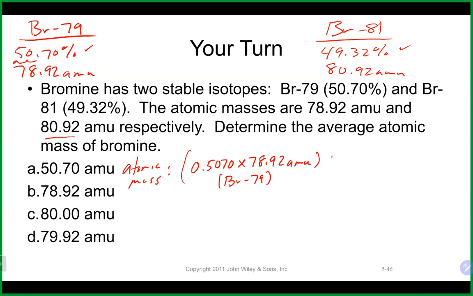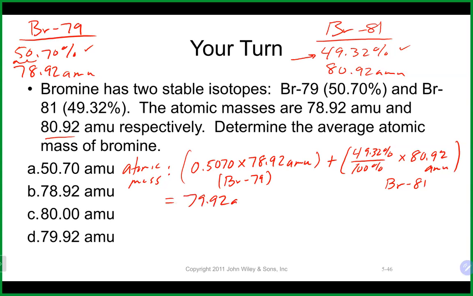We're then going to add this to the second isotope, same deal. We need to convert that into a decimal, so if you wanted to include it in your calculation, that is essentially what you are doing, dividing by 100. You then multiply that by the atomic mass of that isotope, which is 80.92 AMU. Once again, that would be our bromine 81. And if you do that, that's 79.92, I think, yes. Which looks like it would be D.